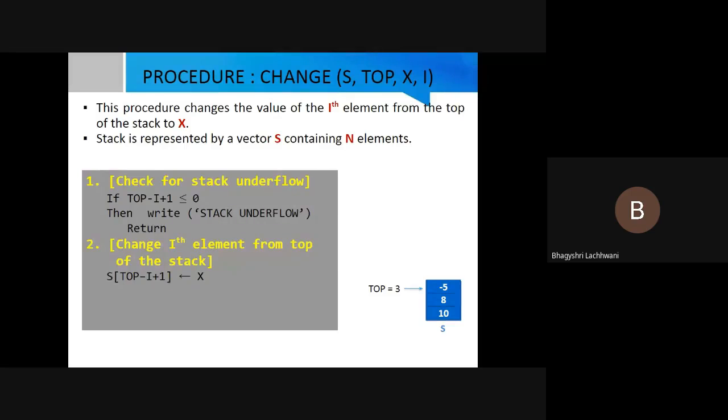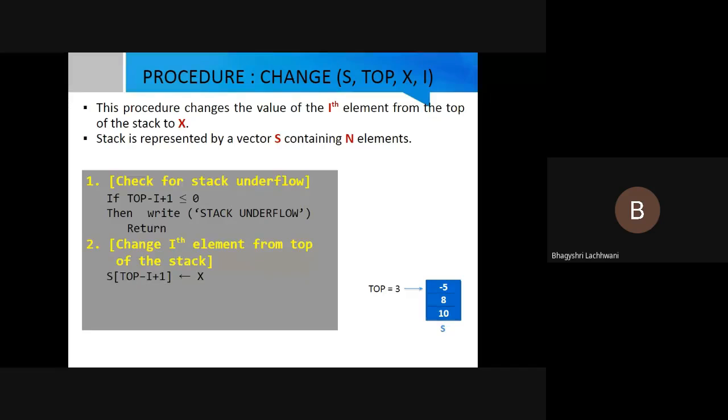S of top minus I plus 1. That means we are just changing the value of which position? Top minus I plus 1. So S of top minus I plus 1, we will update with the new value, that is value x. So x will be assigned. See here, the assignment operator is there. That means the value x is assigned to the S of top minus I plus 1.